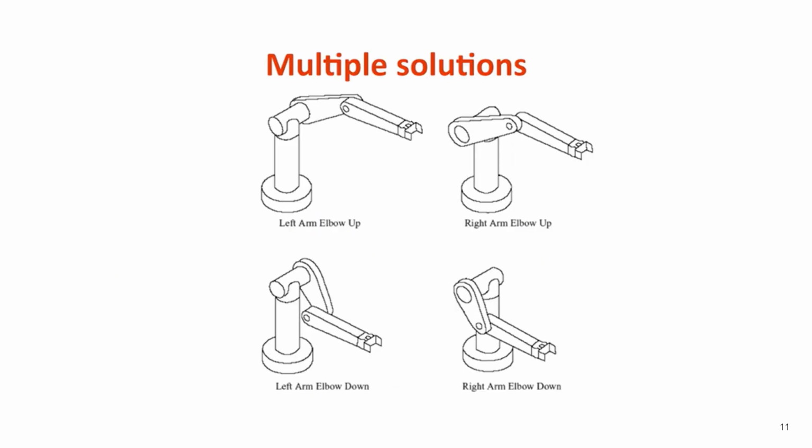Multiple solutions is another drawback in the inverse kinematic problem. Say for example, if it is the left arm, with elbow up and elbow down, you have two solutions here. Both the solutions produce the same configuration of the end effector. That is, the end effector configuration will be the same in both the cases, but as you see, the joint space is different. The joint angles are different in both the cases.